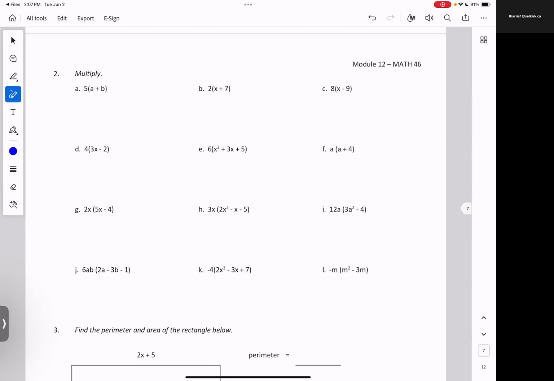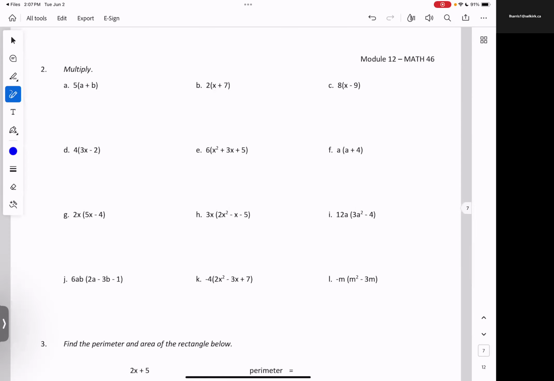Moving on with multiplying polynomials. Now we have some we need to distribute. So A, we need to distribute out that 5 to get 5 times A, or 5A, plus 5B. And let's do B. So we're going to distribute out that 2. So it would be 2 times x, which is 2x, plus 2 times 7, which is 14.